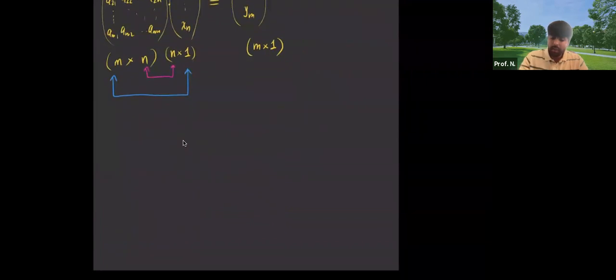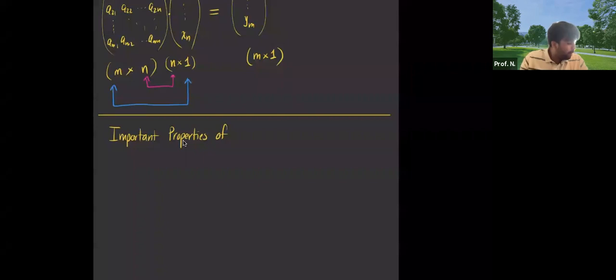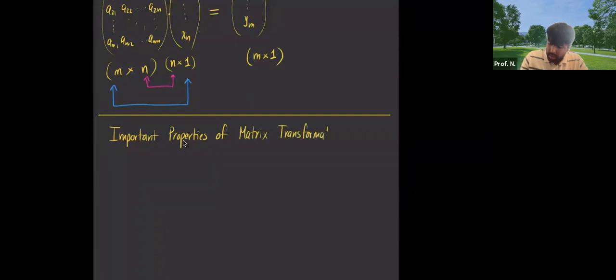Okay, and then a few more things and we'll be done for today. There are some important properties of matrix transformations. And it's only two main ones. And we can talk about the other ones that exist later.